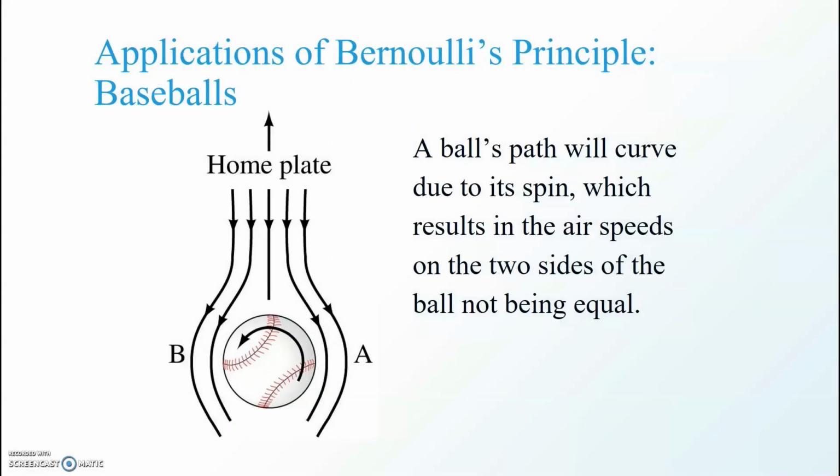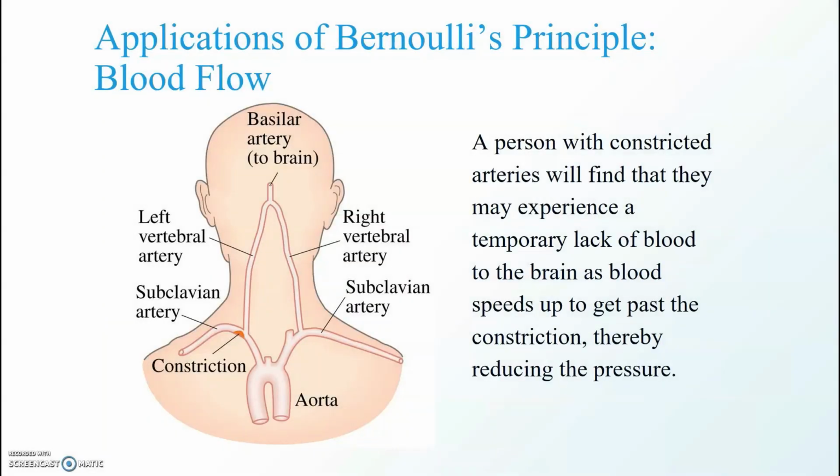If somebody throws a curveball, the ball curves and spins. That's going to grab some of that air as it spins. This is going to cause an unequal amount of force on one side of the ball, and that can cause the ball to curve left or right, depending on which direction they spin it.